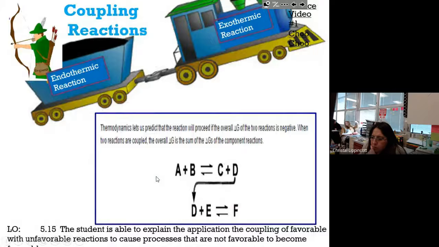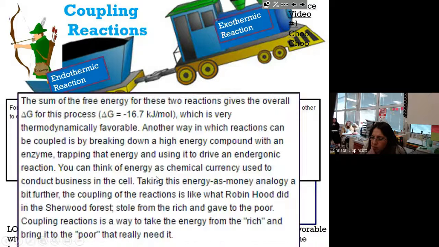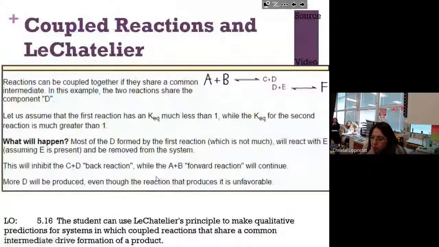I have the Gibbs free energy. Coupling reactions, you just add them together. We talked about those.